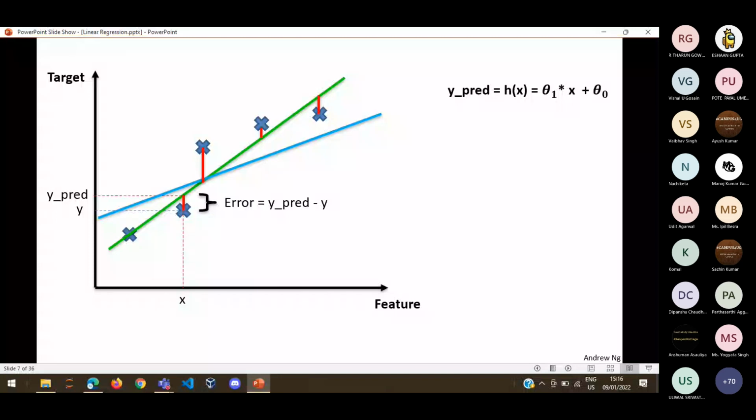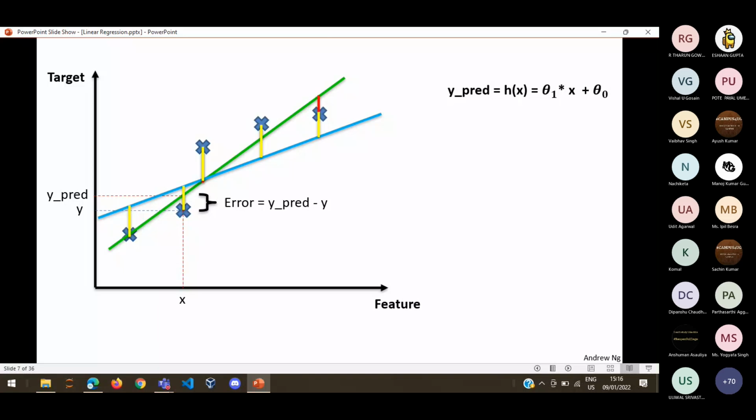And for this blue line, these yellow errors are here. So you can clearly see the error is less for these green lines as compared to this blue one. Thus we can say that this green line is a good fit, right? So that mathematical term is nothing but your error.